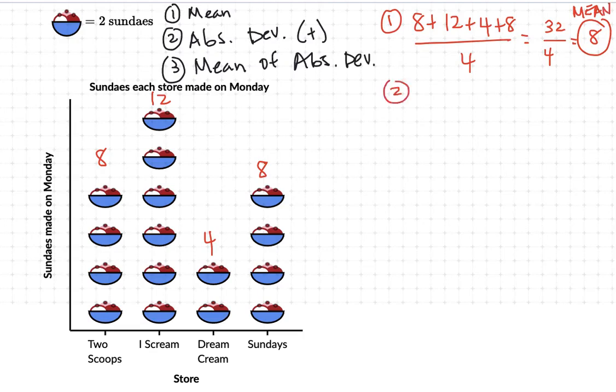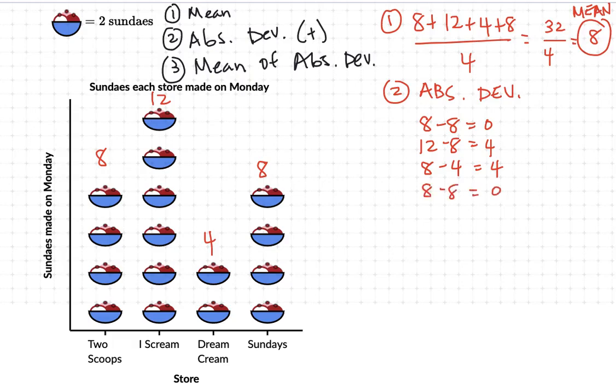And then the next step is to figure out the absolute deviations. That's the distances. So each of these numbers, we have to figure out how far away they are from the mean. The first number is 8. So 8 is 0 spots away from the mean because it's already the mean. 12 is 4 spots away. I can subtract those. 4, and I'm just going to switch it, is 4 steps away as well. It's just on the other side. And then we have another 8, which is also 0.